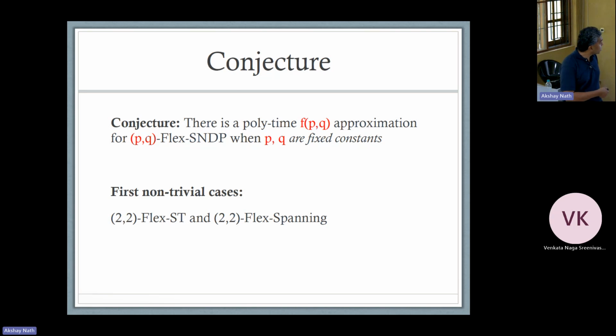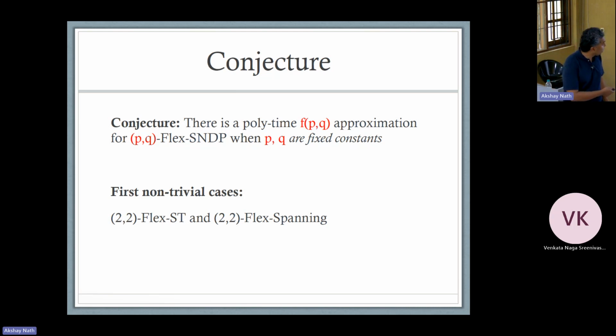In fact, we couldn't even solve the single pair 2-2 or the spanning case 2-2. The first non-trivial cases for our conjecture were just these two cases. Even single pair was highly non-trivial. We couldn't figure it out, and it took a long time.